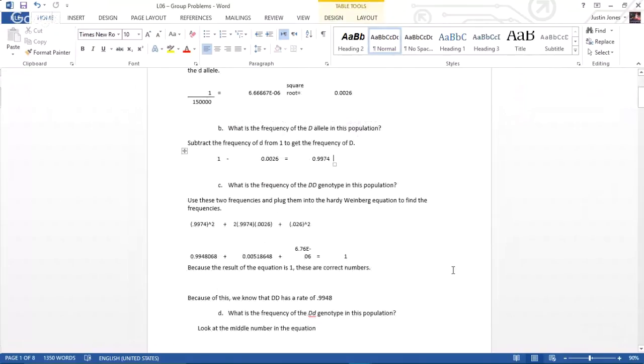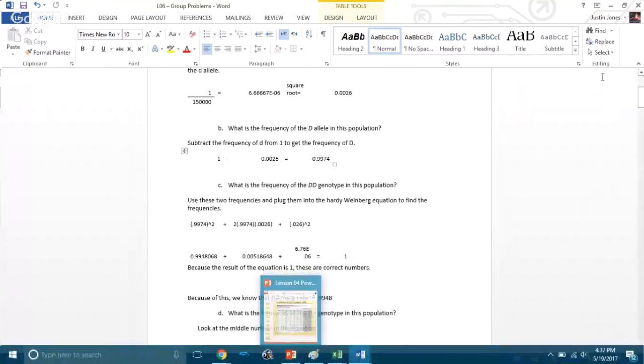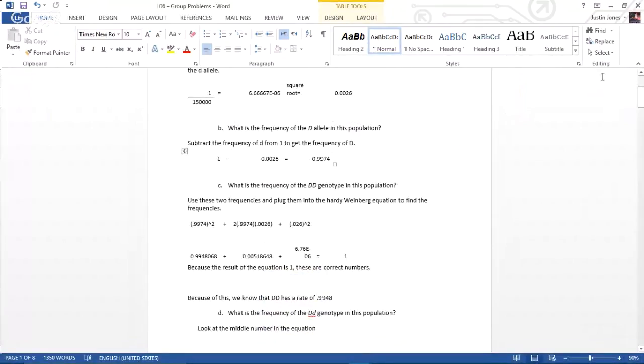So what's the frequency of the DD genotype? We use the Hardy-Weinberg equation. You square the first number, and you square the second number. You add them together, but then you also multiply the two numbers by each other and by 2. So I drew that out here. 0.9974 squared, plus 0.0026 squared, plus 2 times 0.9974 and 0.0026. Simplify, you get those numbers. If you add them together, you do get 1.